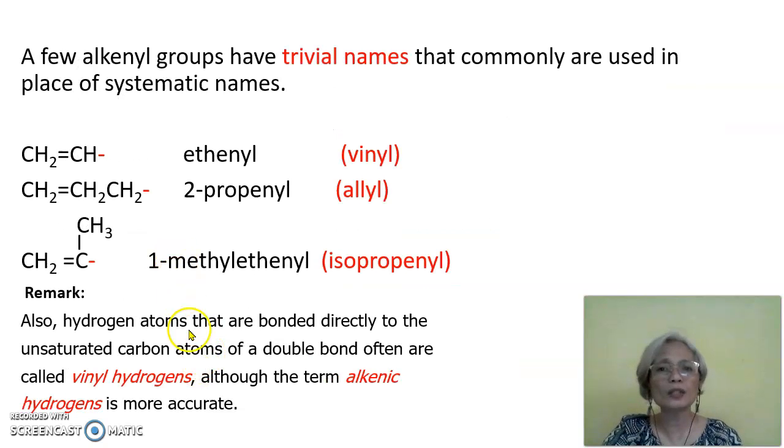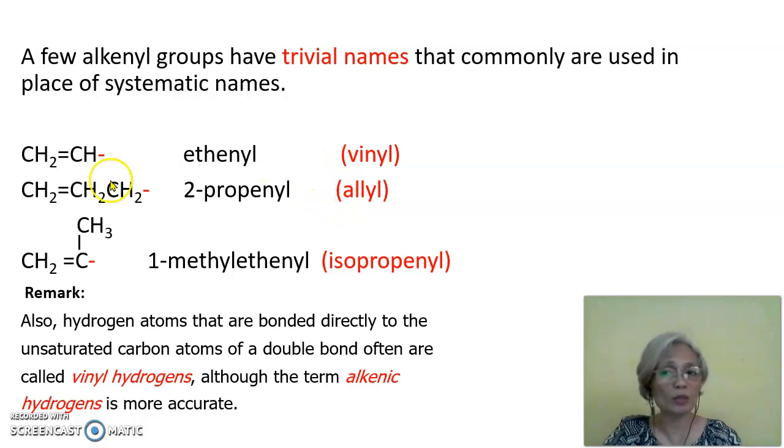Now, a few alkenyl groups have trivial names, so they have common names. So, for example, ethenyl from ethene, we abstracted one hydrogen and we have now ethenyl. Its common name is vinyl. This is a precursor for PVC or polyvinyl chloride, which is a thermoplastic. Then we have 2-propenyl because this is carbon 1, 2. The double bond is at carbon number 2. So, we have 2-propenyl or allyl.